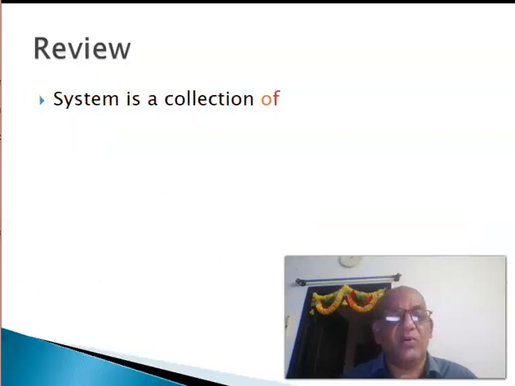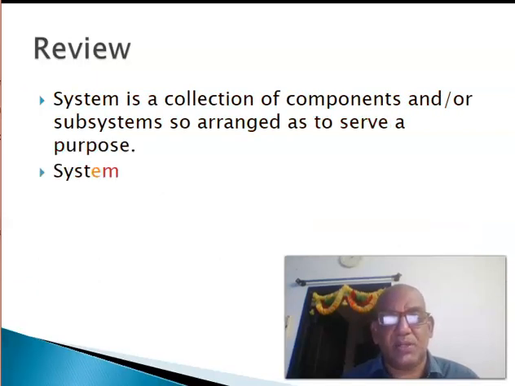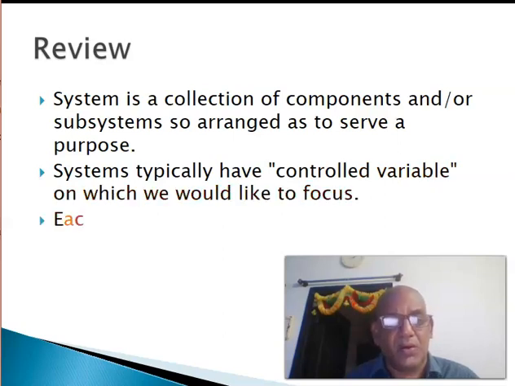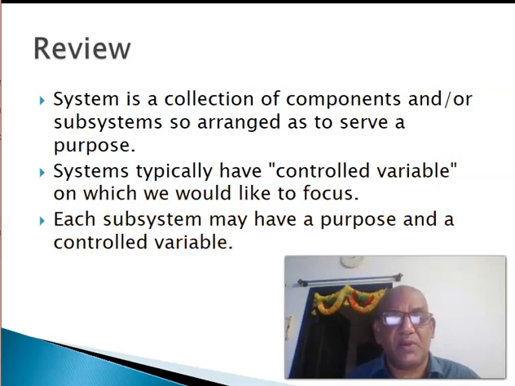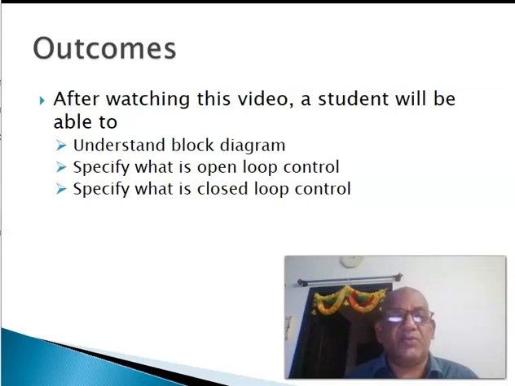Before we go into the video, we'll do a quick recap. A system is a collection of components and/or subsystems so arranged as to serve a purpose. Systems as well as subsystems within them may have a purpose and a control variable and a manipulated variable of their own. After watching this video, you'll be able to understand what a block diagram is and perhaps be able to draw block diagrams for a few systems, and specify what we mean by open loop control and what we mean by closed loop control.